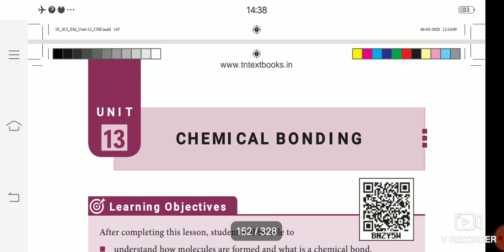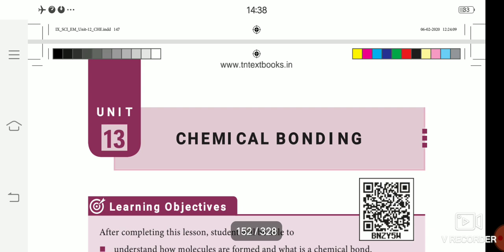As in your book exercise, ionic compounds are soluble in polar solvents like water. Water is a universal solvent. They are insoluble in non-polar solvents like benzene and carbon tetrachloride. The next one is density, hardness and brittleness.